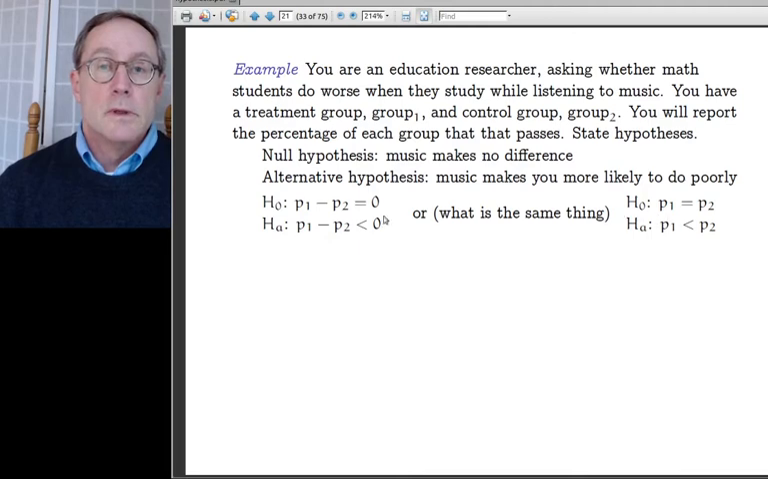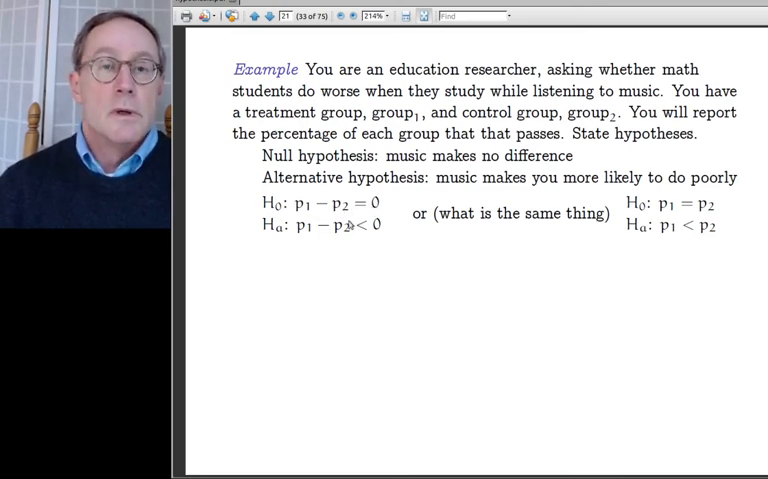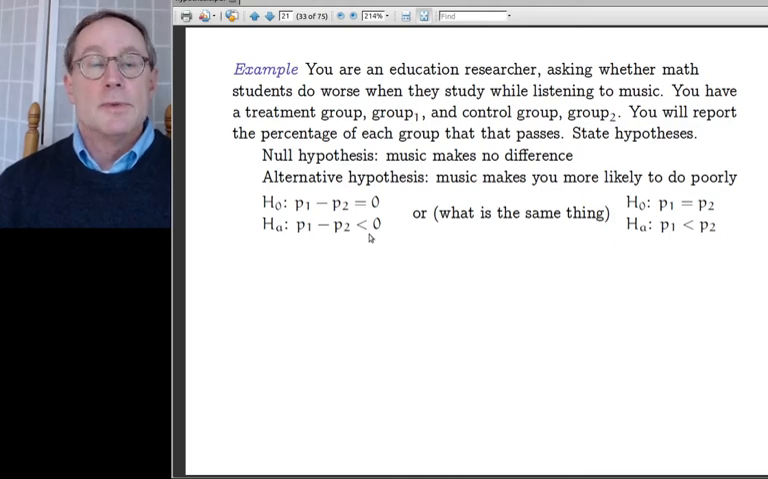So again, the null hypothesis is that if you took everybody in the world and made them listen to music while studying math, and then took everybody in the world and didn't allow them to listen to music while studying math, you wouldn't see any difference. And the alternative hypothesis is the opposite, that you would see a difference. The people who listen to music while studying math do worse.